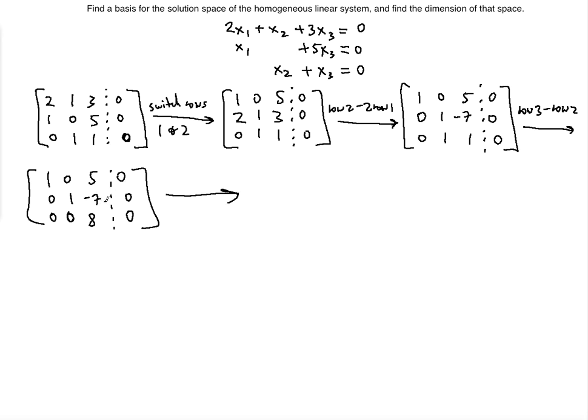Actually, two more operations. 1/8 times row 3 will make us 1 here, a leading 1. The zeros will not change. So 1, 0, 5, 0, 1, negative 7, and 1/8 times 8 gives 0, 0, 1. Excellent. Now one more operation and then we're done.